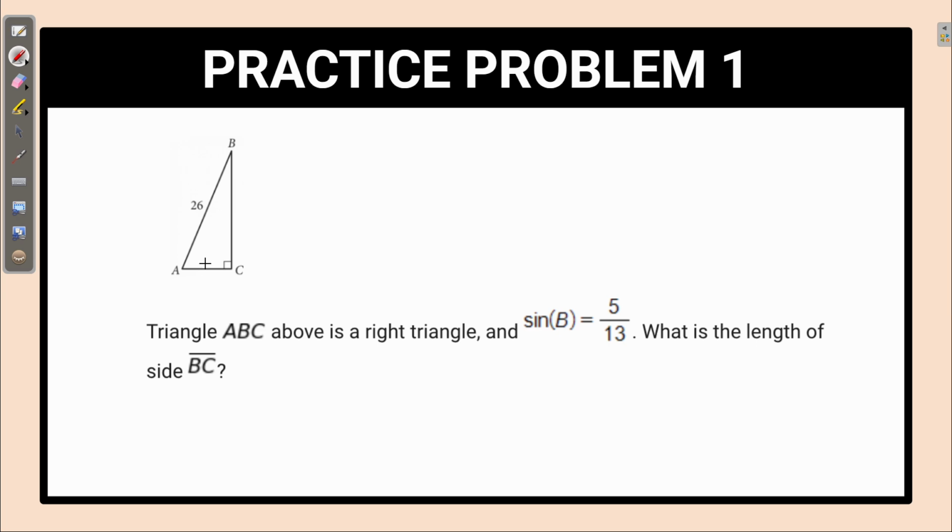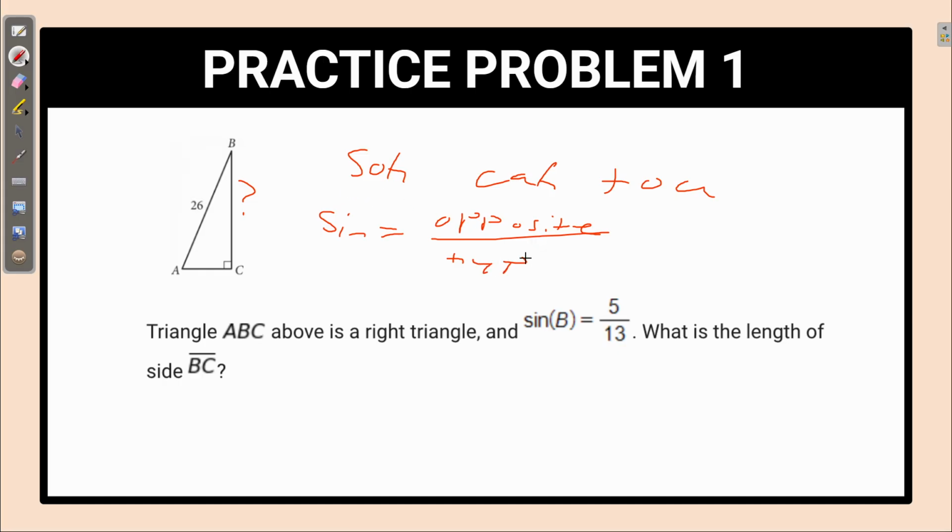So the triangle above is a right triangle, and sine of B equals 5 over 13. What is the length of side BC? So this is what we're looking for. And if you remember SOH CAH TOA, you get sine equals opposite over hypotenuse. This is a very important mnemonic to remember if you don't already know.